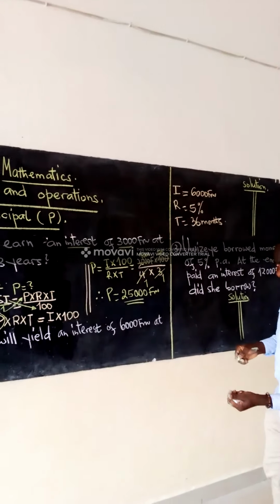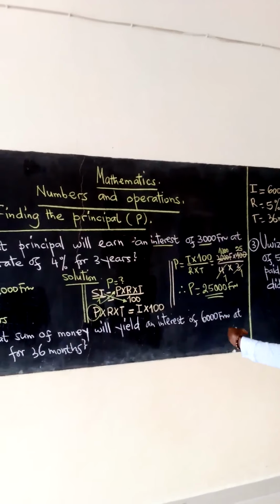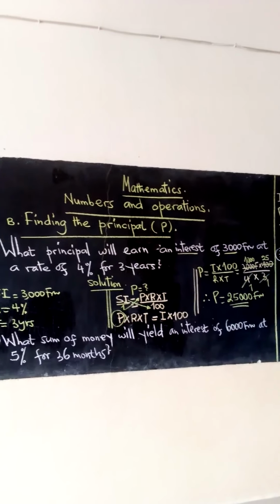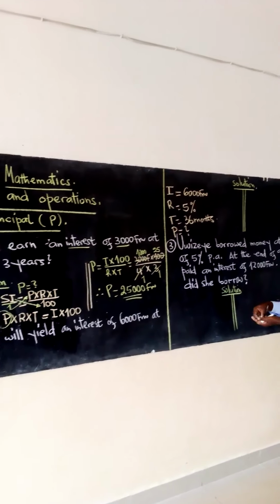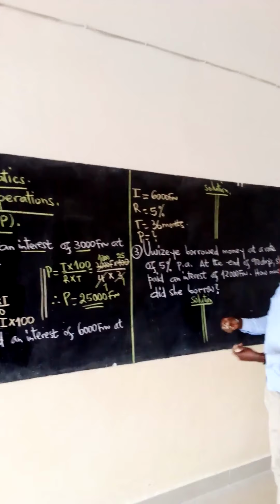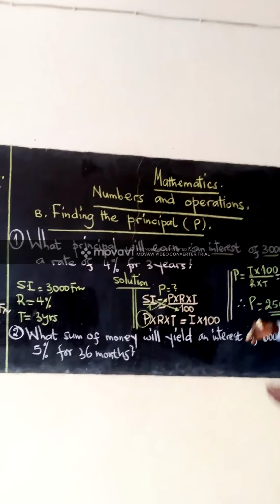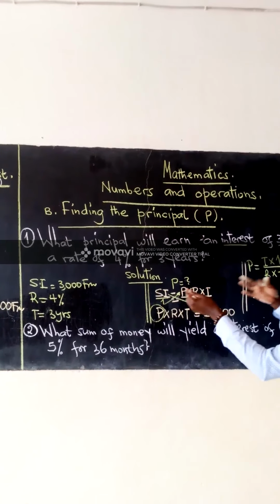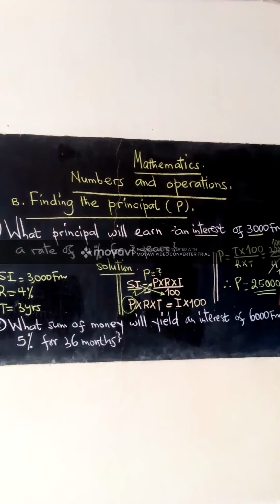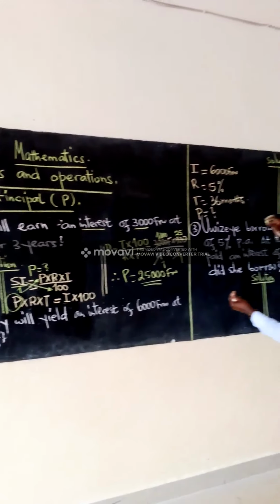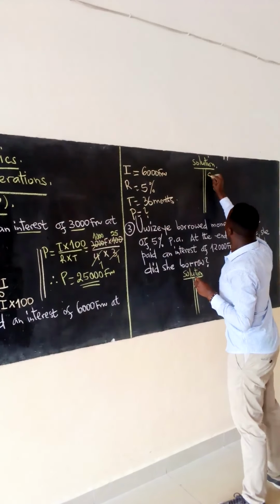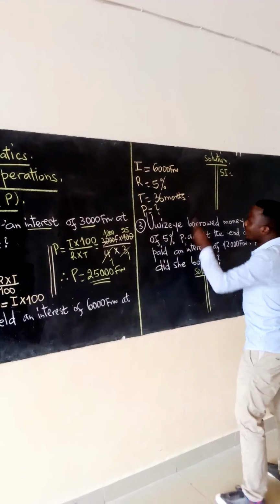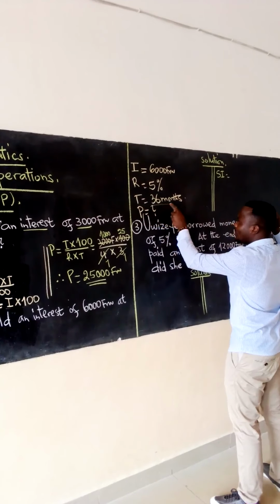Very good. And they are saying, what sum? What principal? The principal, a question mark. My dear friends, I told you that all the formulas come from the formula of how to find simple interest. Therefore, we remind ourselves, how do we find the simple interest when the time is in months?